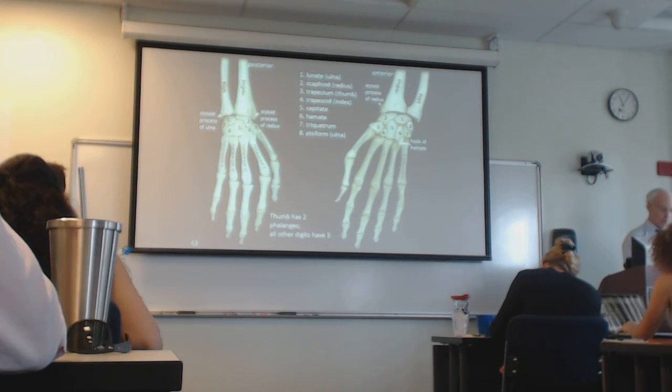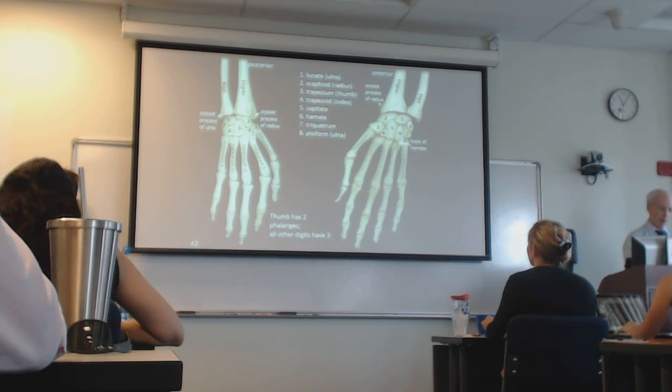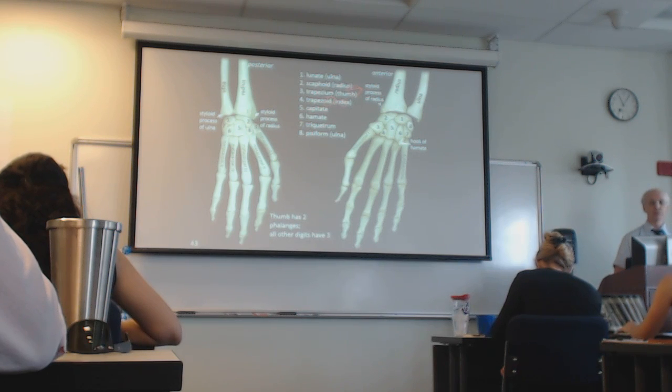And then over here on the lateral side, you've got your thumb side, and I just call them the trap twins. You've got the trapezium and the trapezoid. The trapezium is thumb, right? And the trapezoid and index, they both have D's in them. High level stuff. It's terrific.